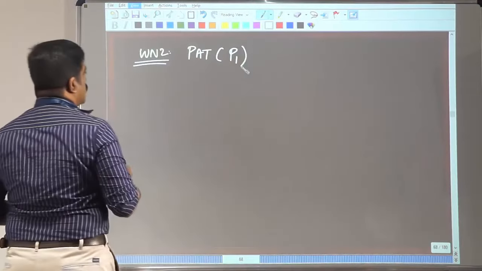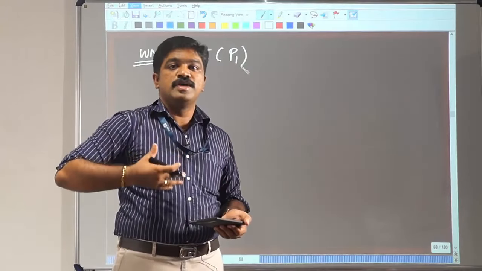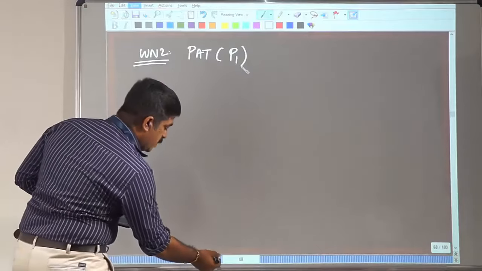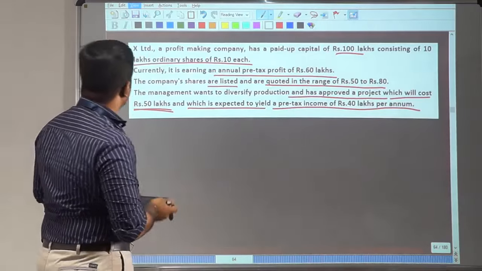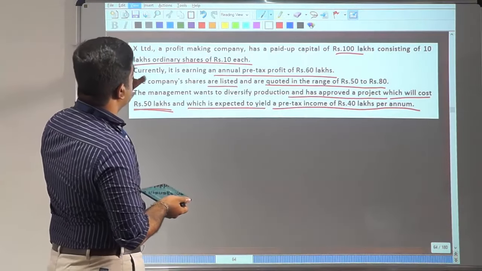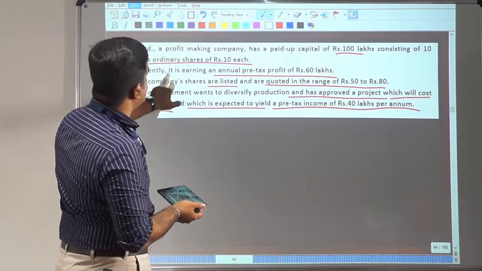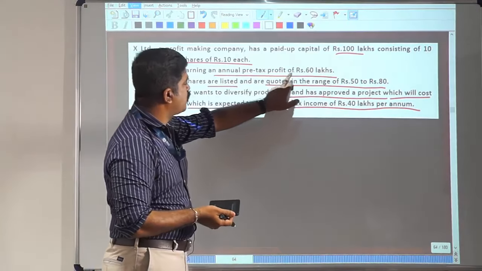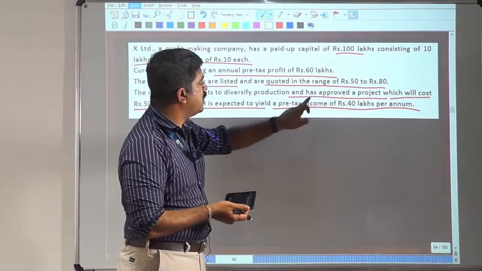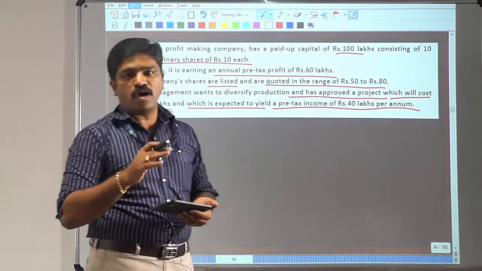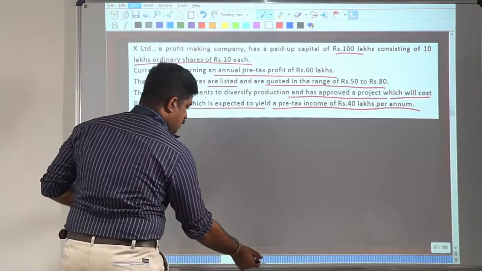Okay. Now when this company goes for this project, it is actually going to earn additional return or additional income, to put it rightly. Let me go back to the question. The question says X Limited, a profit making company, something about capital structure, and here it is mentioned that currently it is earning an annual pre-tax profit of 60 lakhs, and if they go for this project, they will get a pre-tax income of 40 lakhs. So already they have 60 lakhs. Now if they go, they'll get 40 lakhs. Okay, so let's capture that.